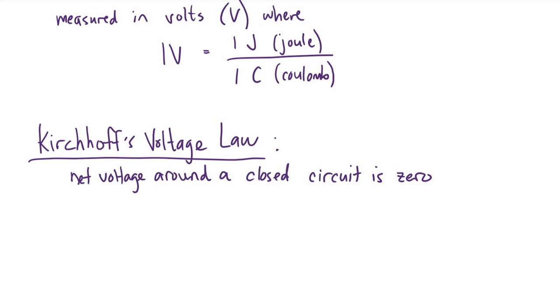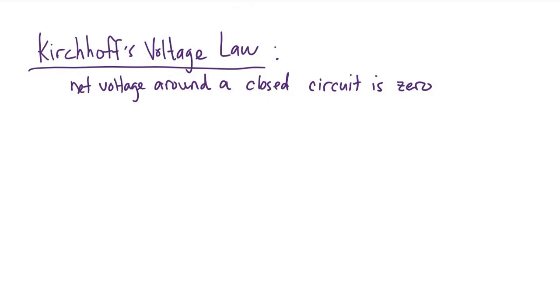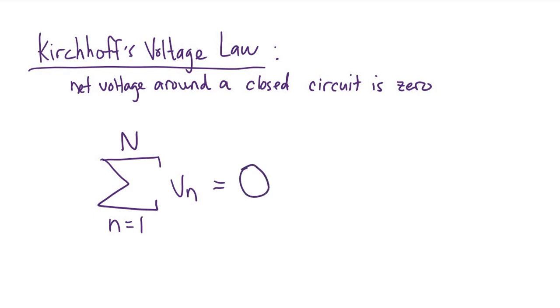So the mathematical formulation of that looks like this. We have the sum. Looks pretty similar to our current law, Kirchhoff's current law. The sum from little n equals 1 up until big N of V sub n equals 0. So that just means as we're going around our closed circuit and our little n starts at whatever element we're starting on and goes up to the number of total elements in our circuit, we sum the voltages of all of those things together and we should come up with a 0.